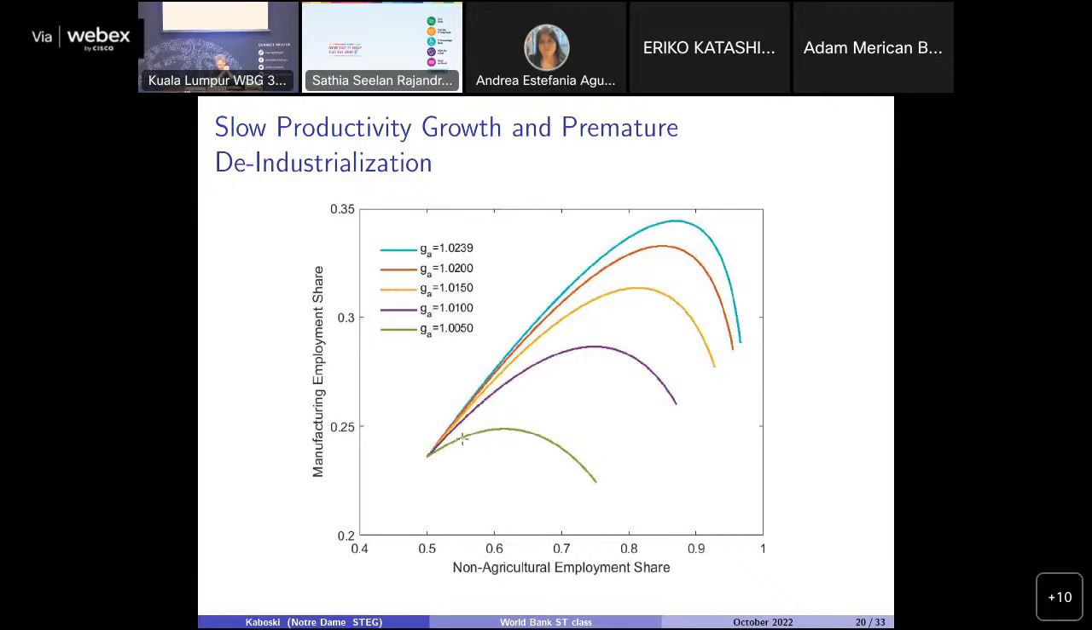So it could be that the late developers, the Latin American countries, the African countries, and South Asian countries that are not hitting the same level of the share of manufacturing, it's because they have slower agricultural productivity growth. Okay.